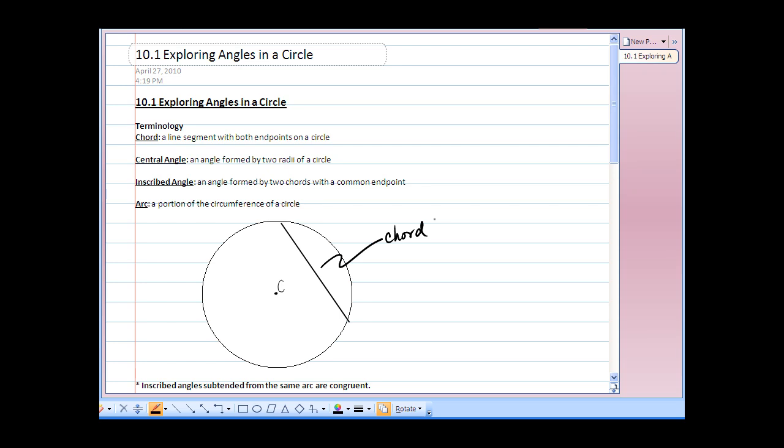Next term is a central angle. A central angle is an angle formed by two radii of a circle. So if we draw in one radius coming from center C to the edge of the circle and draw in a second radius, we have now created here a central angle.